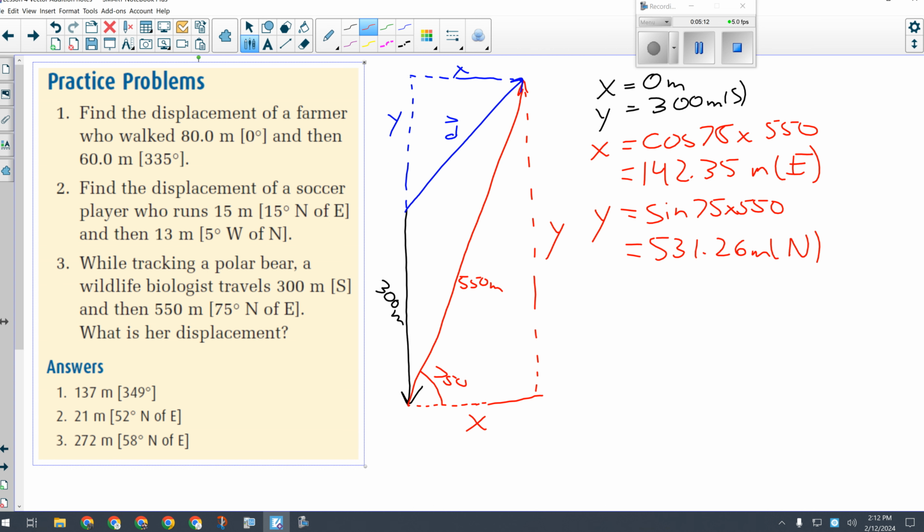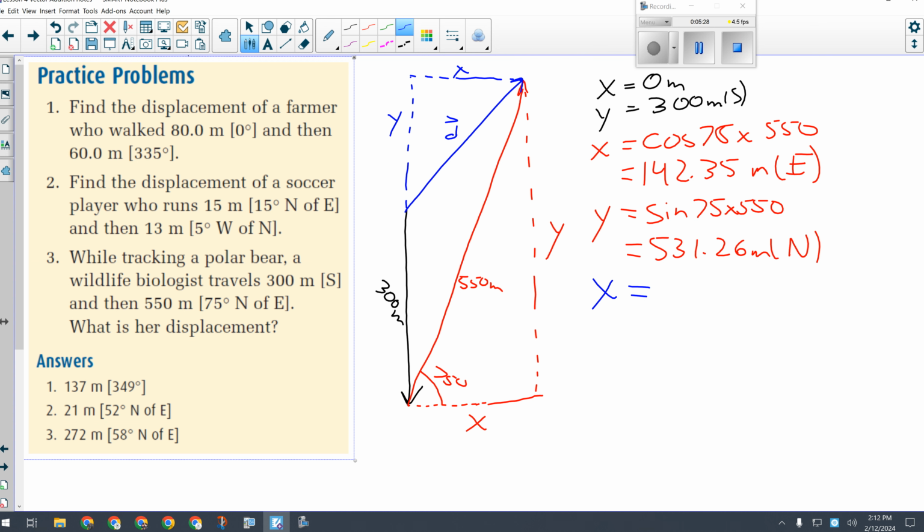I can, because now I know all of the parts of the trips. So if I'm looking now at my final triangle here, calculating blue x is actually really easy. I didn't go east or west here, so according to my diagram, red x and blue x should be the same. This is the only time I went east or west was when I was going east with the 550 meter long vector. So x is simply going to be 142.35 meters east. That's how much we went east in total. But we're 142.